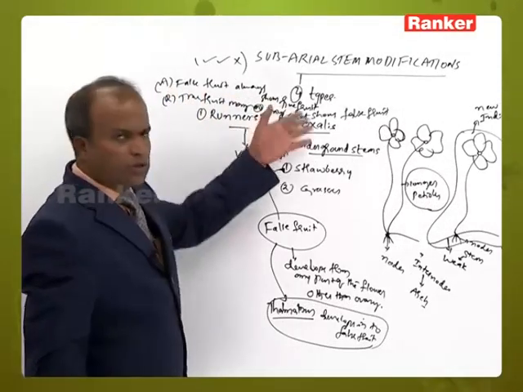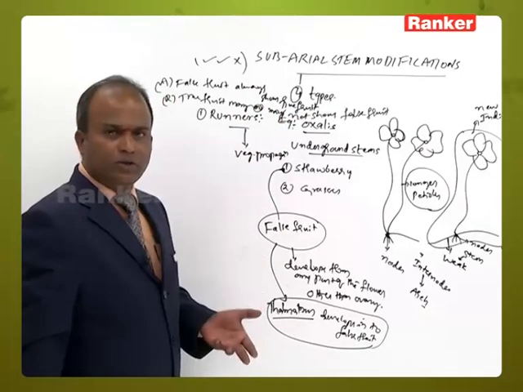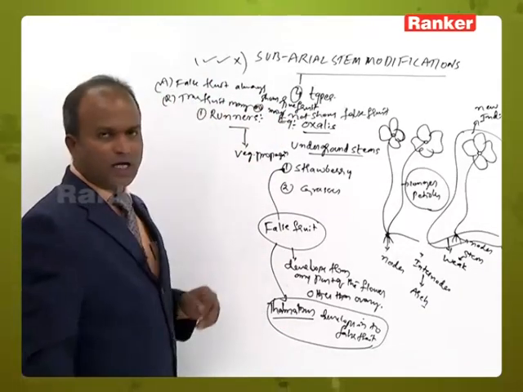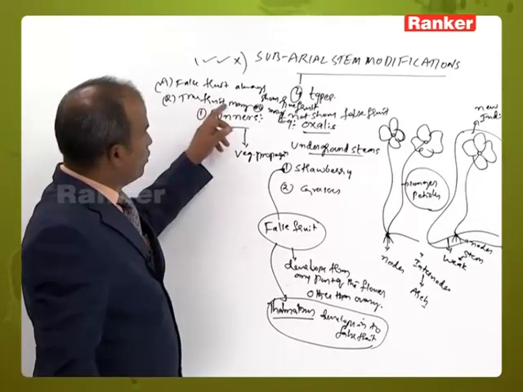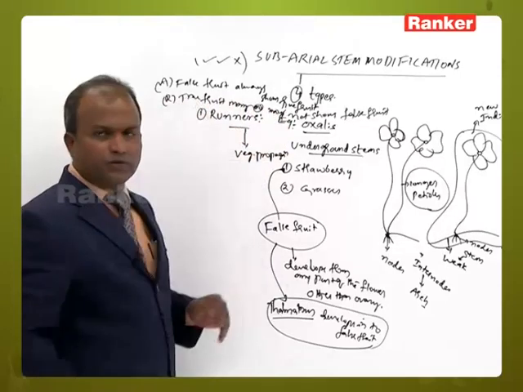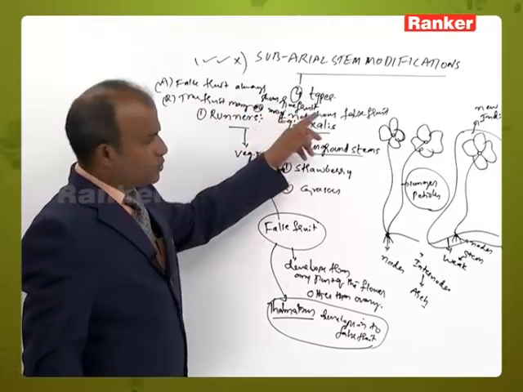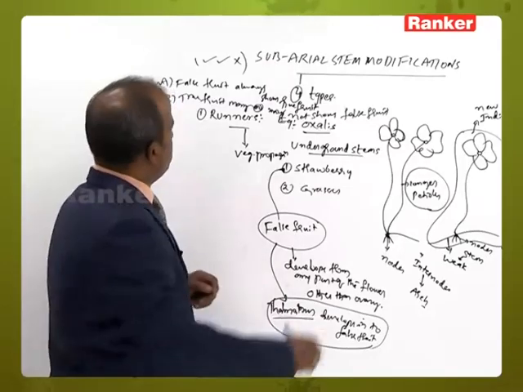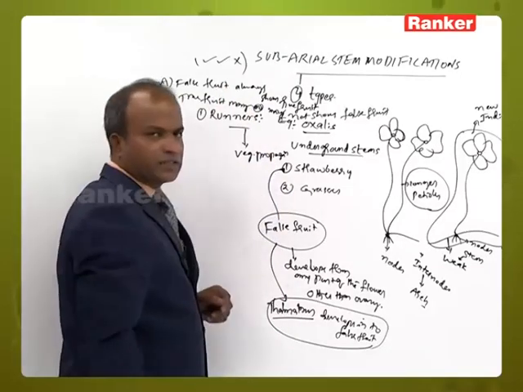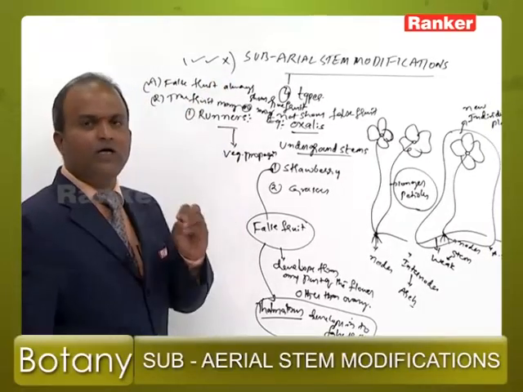False fruit always shows true fruit. False fruit is always combined with true fruit. Yes, it is one of the true characters. But the true fruit may or may not show false fruit. That is also one of the right characters, but it is not the correct explanation for A.